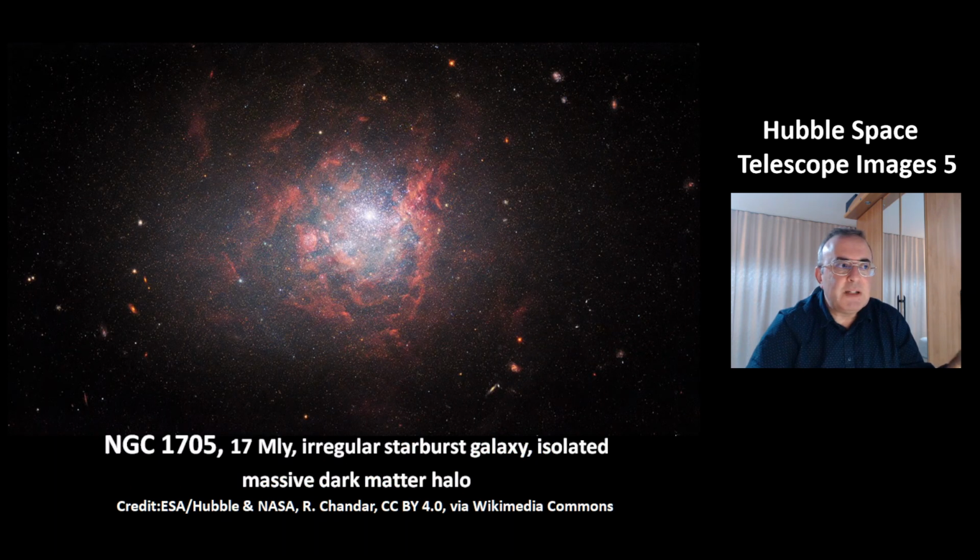This is the galaxy NGC 1705 at 70 million light years distance. It's an irregular starburst galaxy, and it's isolated. This galaxy is held together by a massive dark matter halo. Its mass holds this galaxy together.